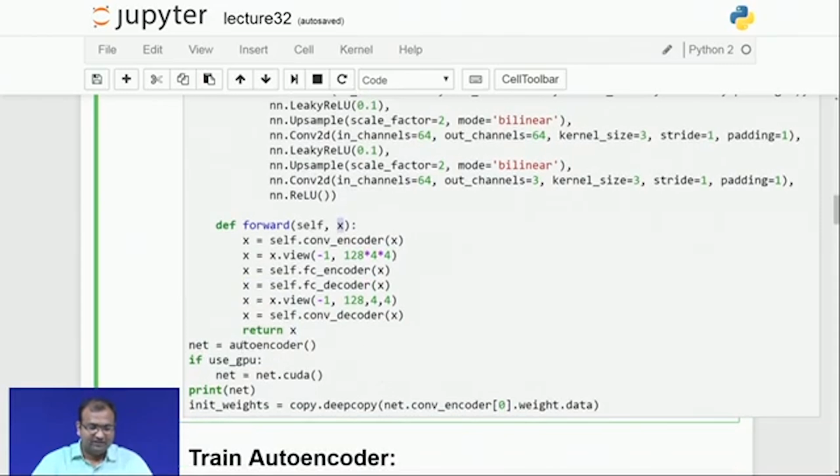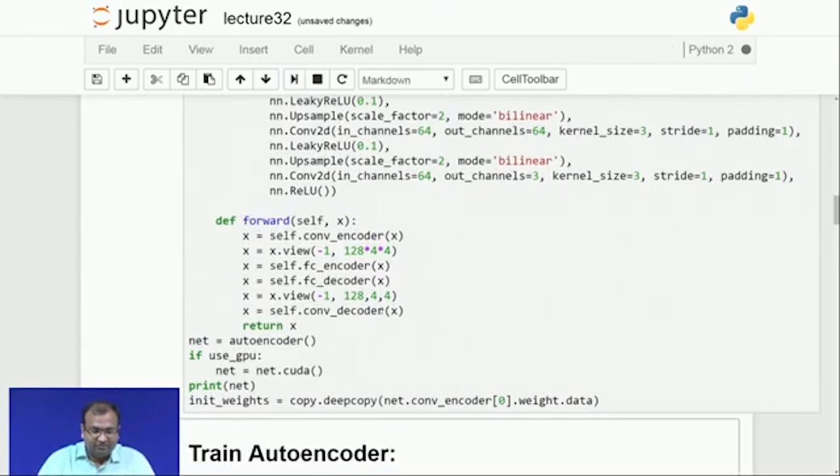Once this is done, I can define my network, and if my GPU is available, which for me it is, then I can convert it to CUDA and typecast it. This is just for printing the network, and since I want to look into what kind of weight change has happened, I would be copying down my weights and keeping them.